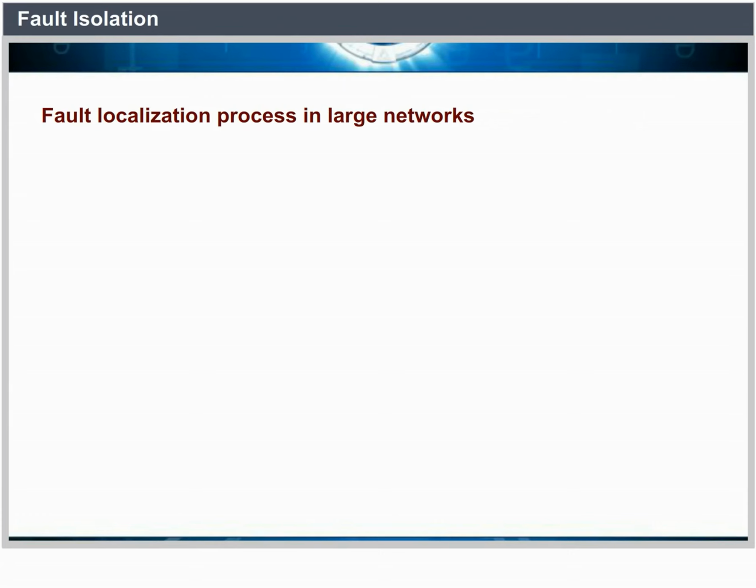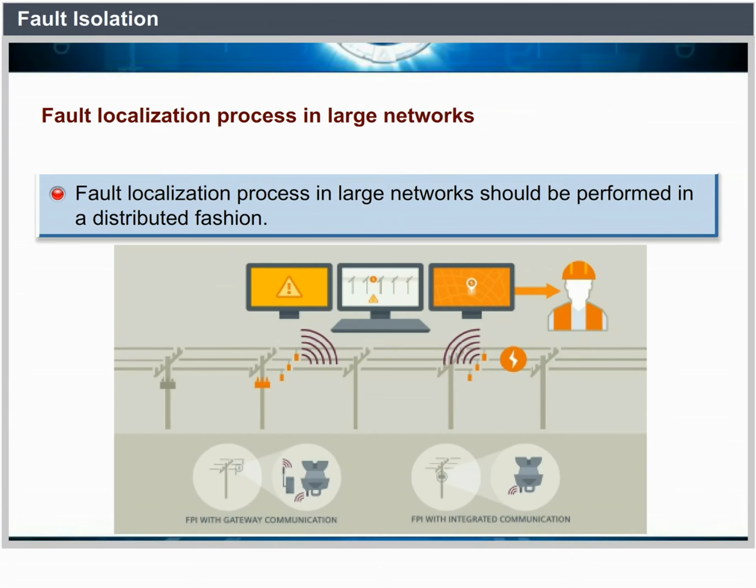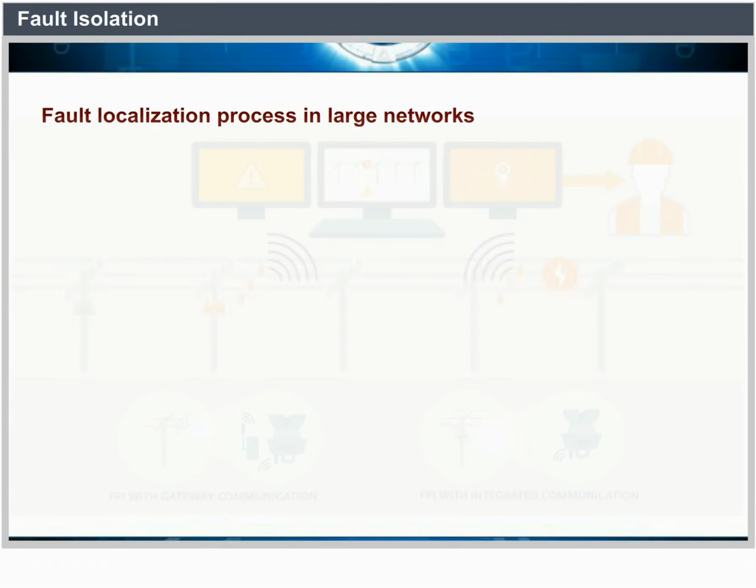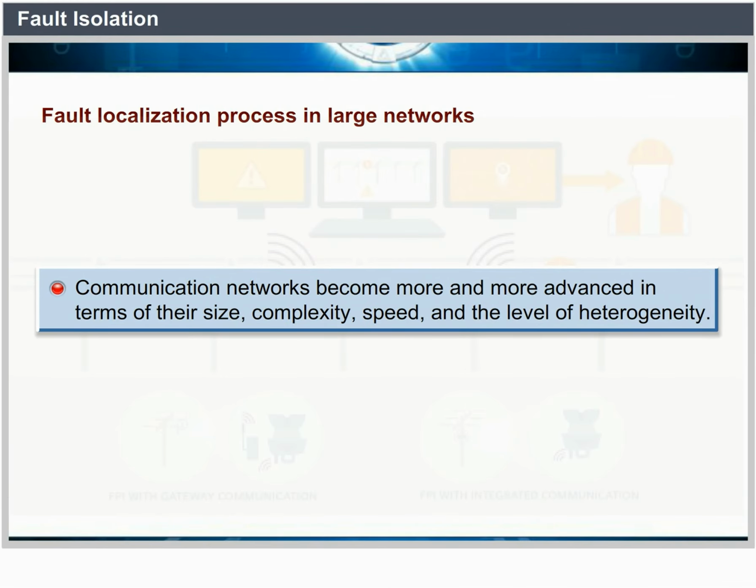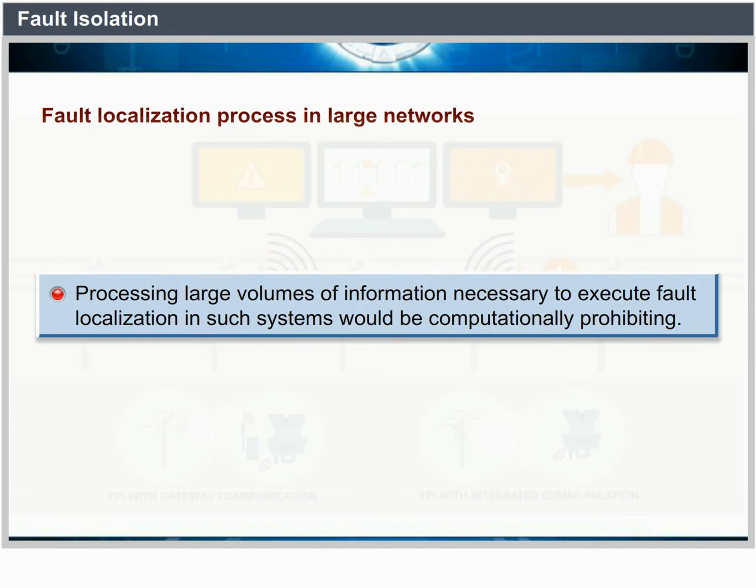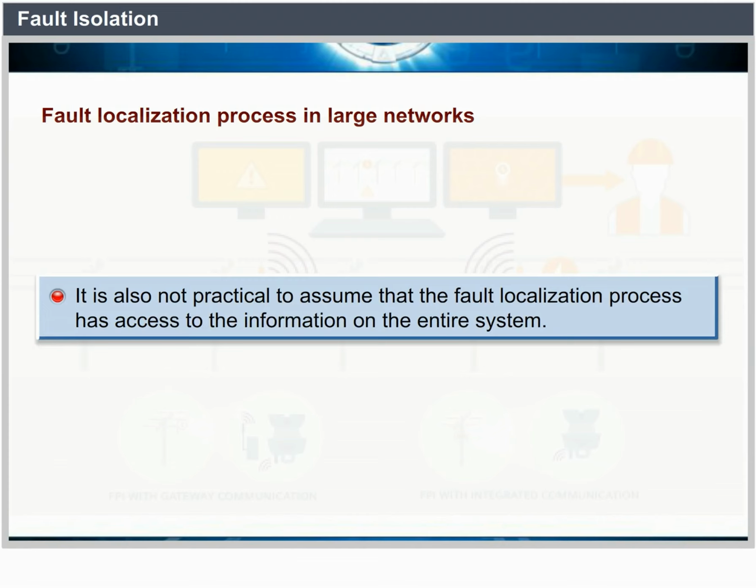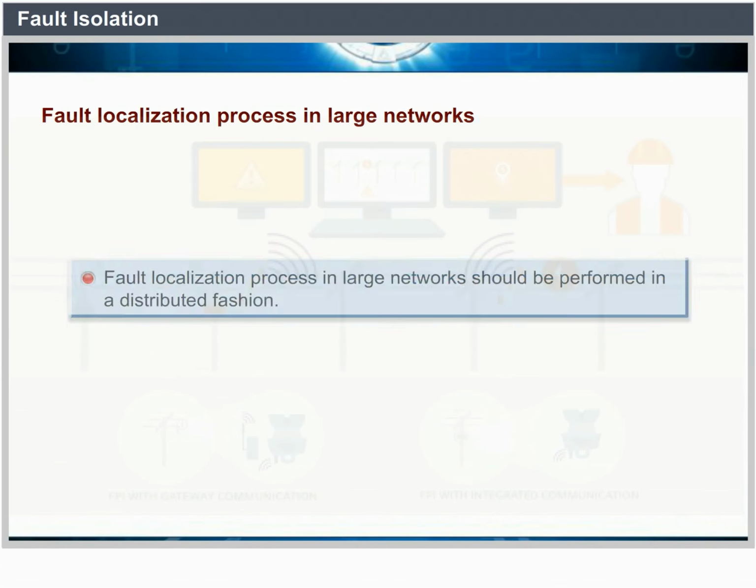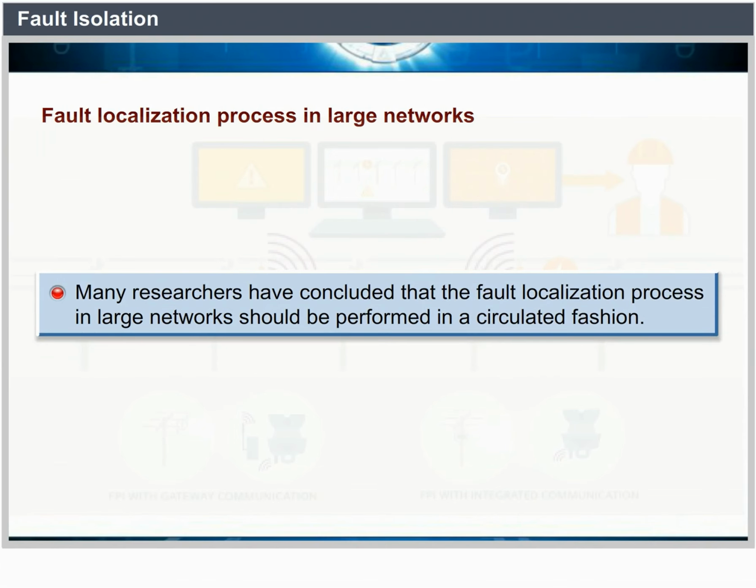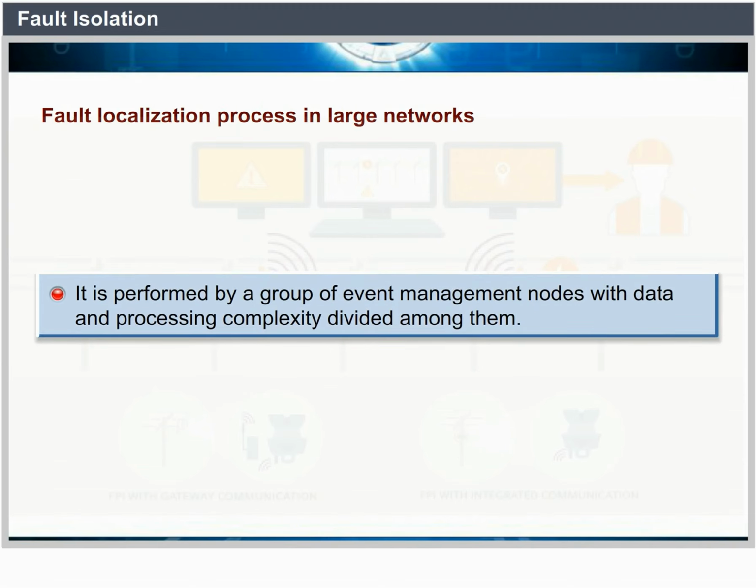Fault localization process in large networks should be performed in a distributed fashion. Communication networks become more and more advanced in terms of their size, complexity, speed, and the level of heterogeneity. Processing large volumes of information necessary to perform fault localization in such systems would be computationally prohibitive. It is also impractical to assume that the fault localization process has access to the information on the entire system. Many researchers have concluded that the fault localization process in large networks should be performed in a distributed fashion. It is performed by a group of event management nodes with data and processing complexity divided among them.